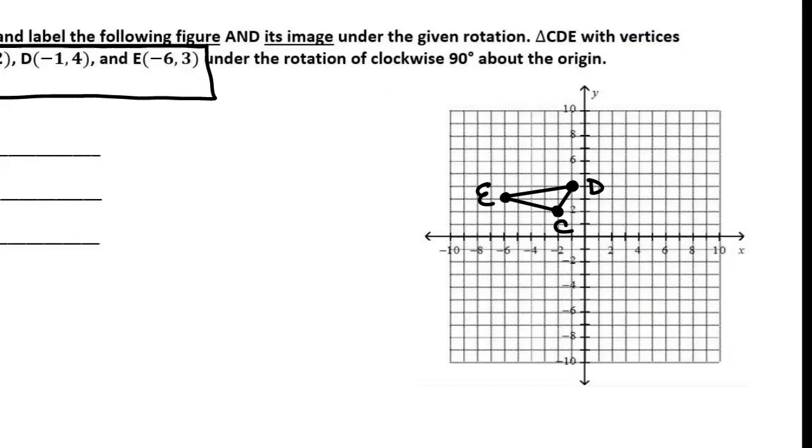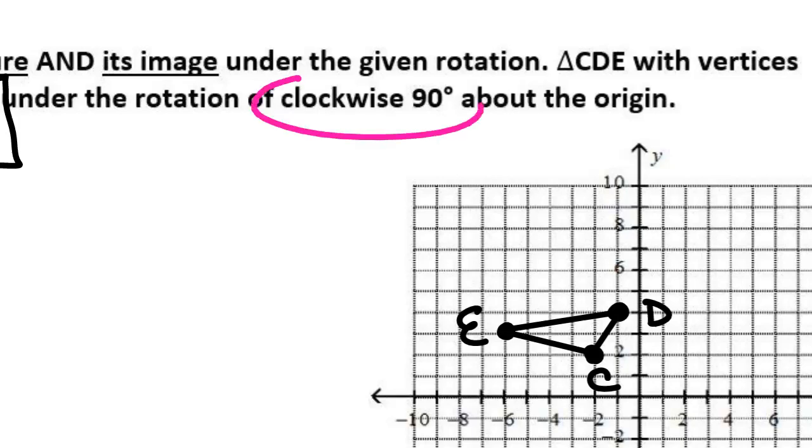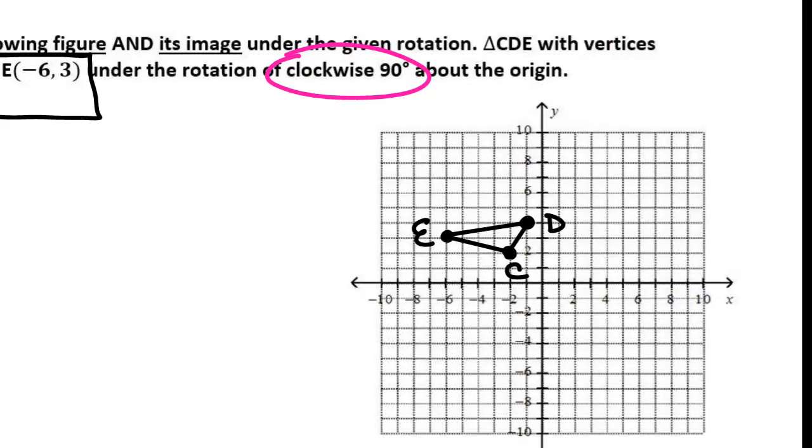All right, what are we doing in triangle CDE? Rotating it 90 degrees clockwise. That's going to send me into what quadrant? Into the first quadrant. 90 degrees clockwise would be this way. Tell me about the x's and the y's over there. They're all positive, so positive, positive here.